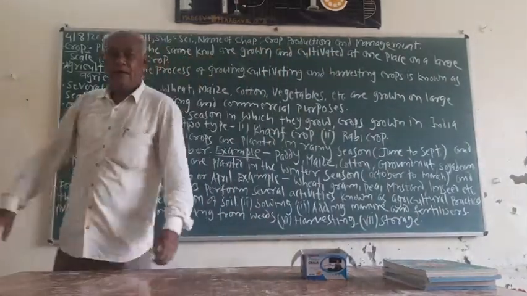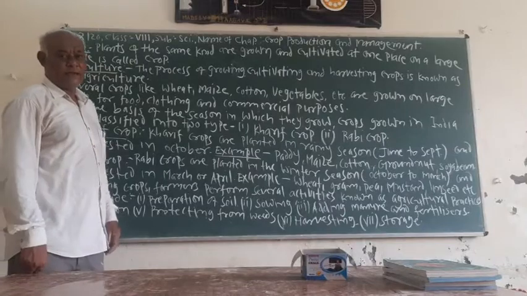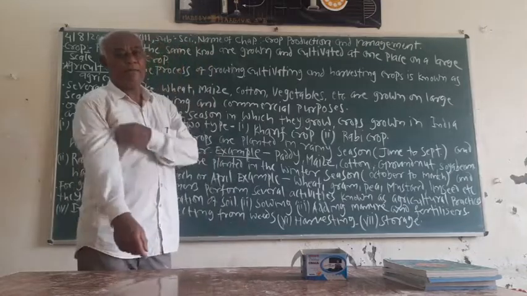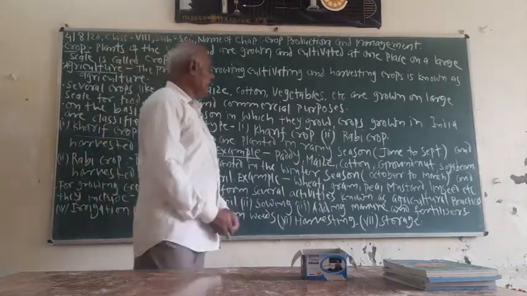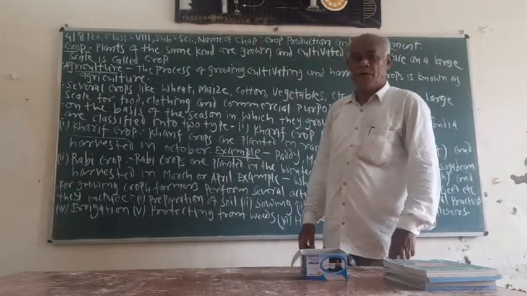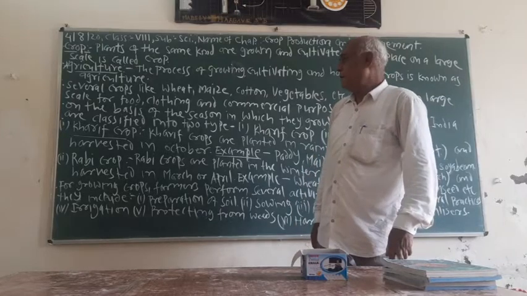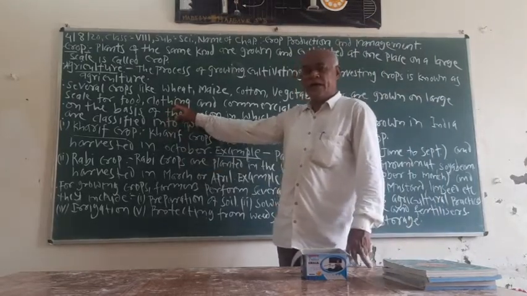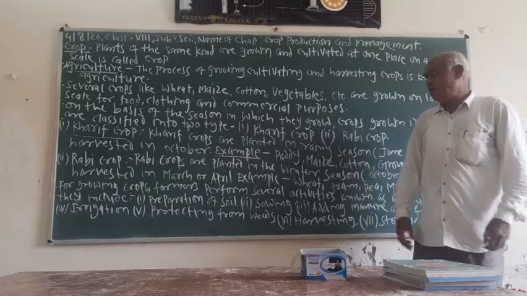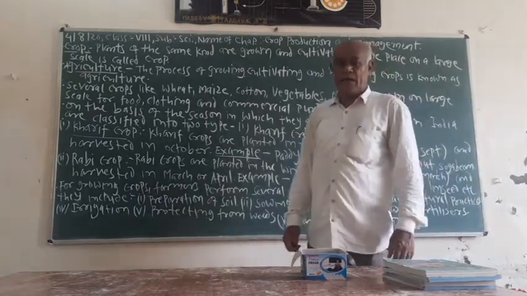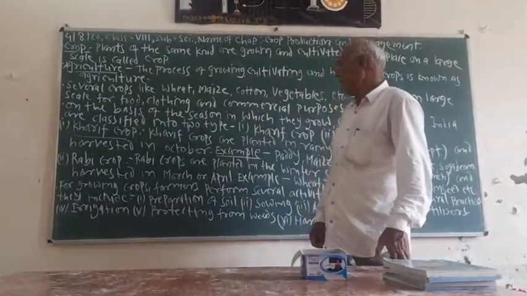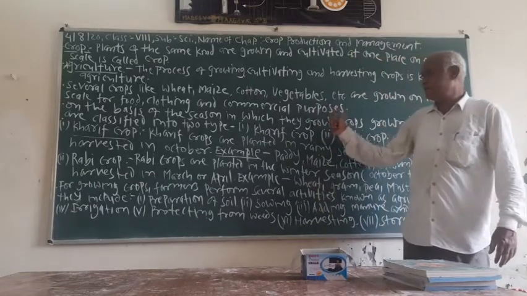Several crops like wheat, maize, cotton, vegetables, pea, gram, groundnuts, etc. are grown on a large scale for our food, clothing and commercial purposes. So crops are grown for our requirements like food, clothing and for commercial purposes.